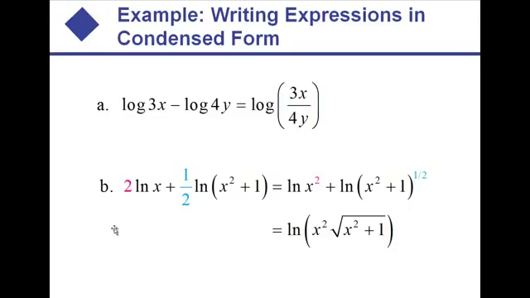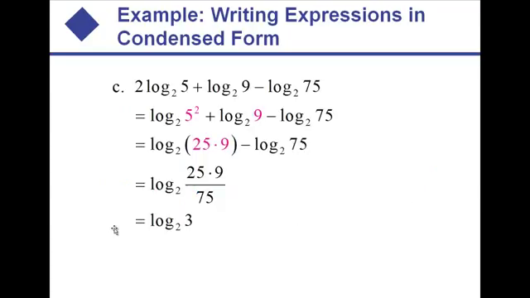You deal with the powers first, then you deal with products and differences, right? This one, bring the power up, so now it's 5 squared. Then you've got log of 9, minus, so now it's all just powers, right? There's nothing in front of them. So now you can combine the plus as multiplication, 5 squared, which is 25, 25 times 9. And then you can now deal with the subtraction, which is division. So you've got 25 times 9 over 75, and that whole thing simplifies down to just log base 2 of 3.